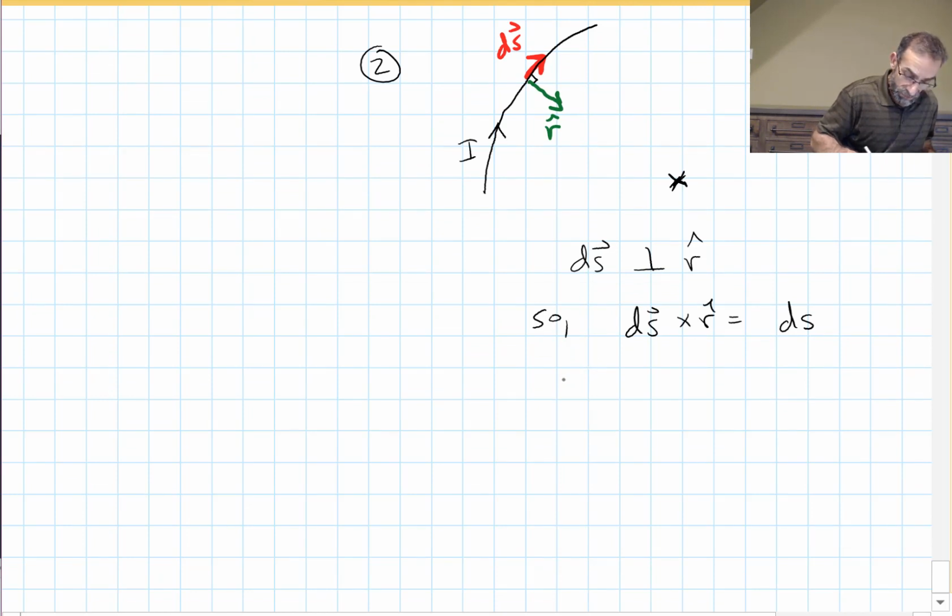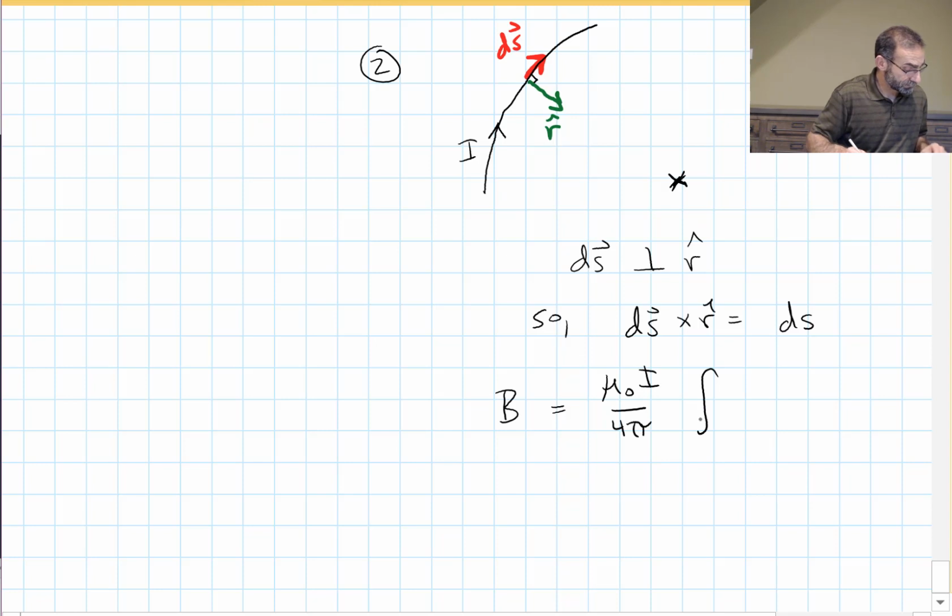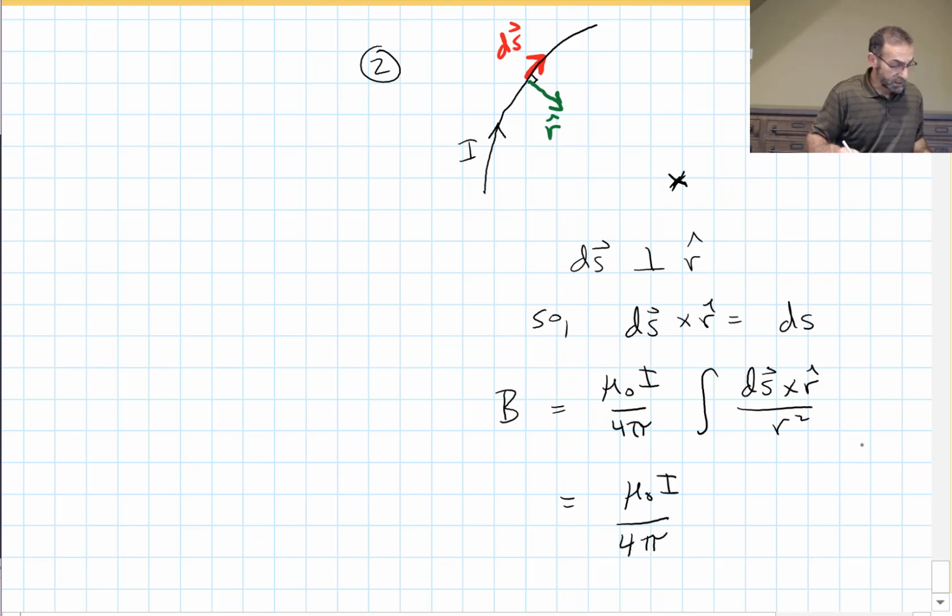Now what do I have? I've got my magnetic field is mu naught I over 4 pi integral of ds cross r hat over r squared. ds cross r hat is just ds, and it is into the page, right?